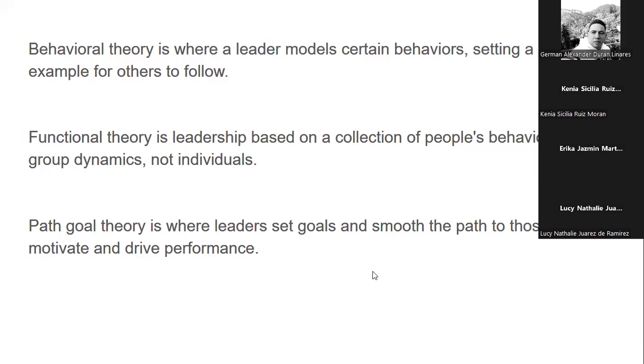Behavioral is where a leader models certain behaviors, setting a good example for others to follow. Functional theory is leadership based on collection of people's behaviors and group dynamics. Individuals. Goal theory is where leaders set goals and smooth the path to those goals to motivate and drive performance.